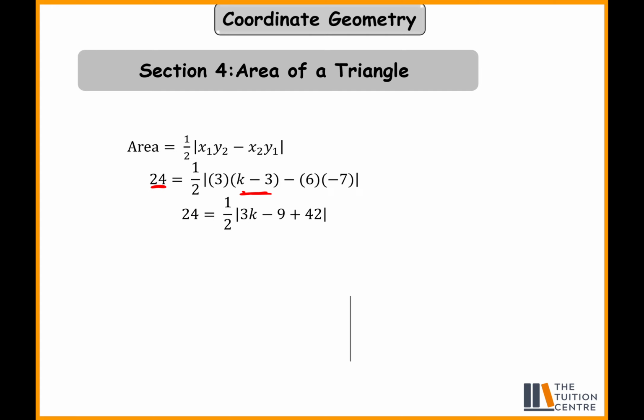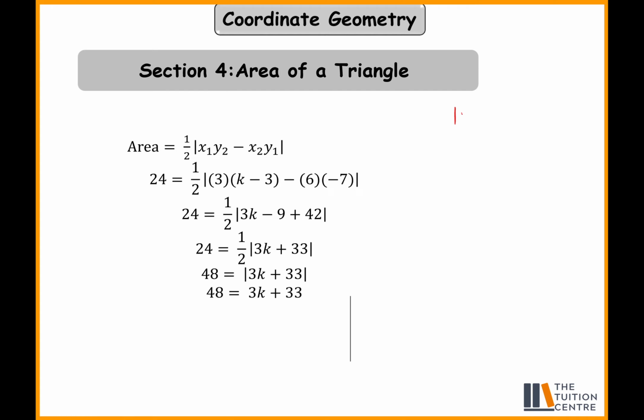I multiply it out. I tidy it up. I get down as far as here. 24 is equal to a half times |3k + 33|. I multiply both sides by 2. I get 48 is equal to |3k + 33|. Now, a lot of people at this point will square both sides, and that's absolutely fine. You can certainly get to the correct answer that way. However, you can choose to do what we call the plus minus case.